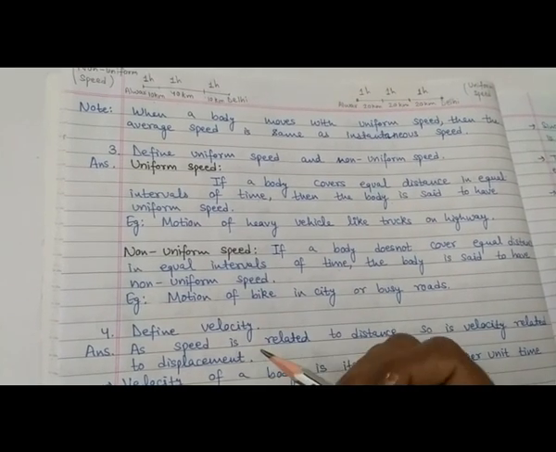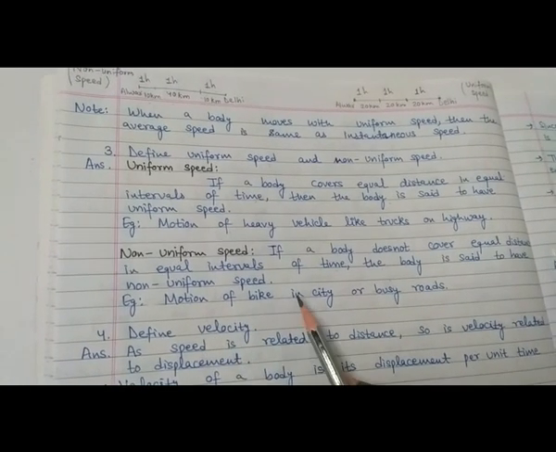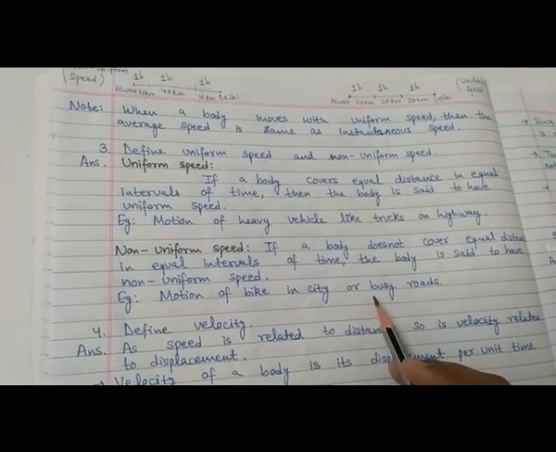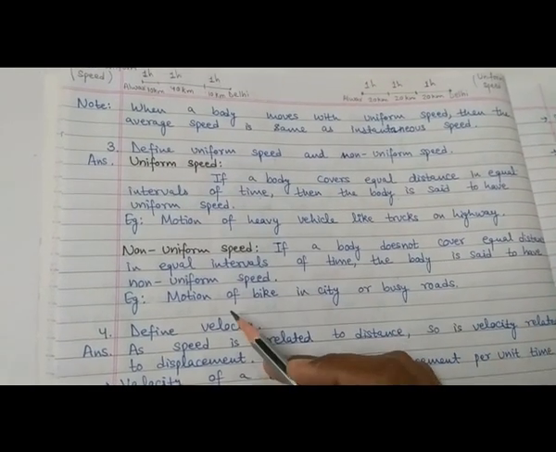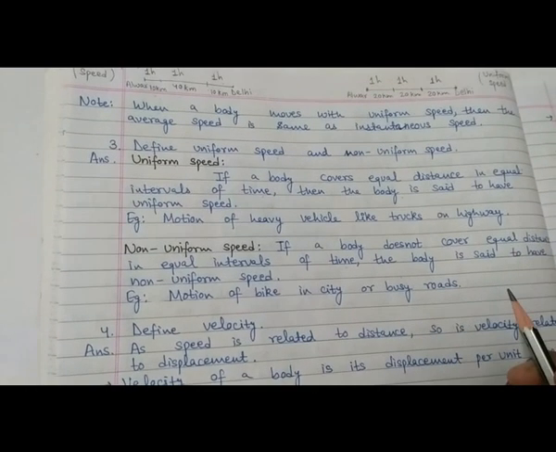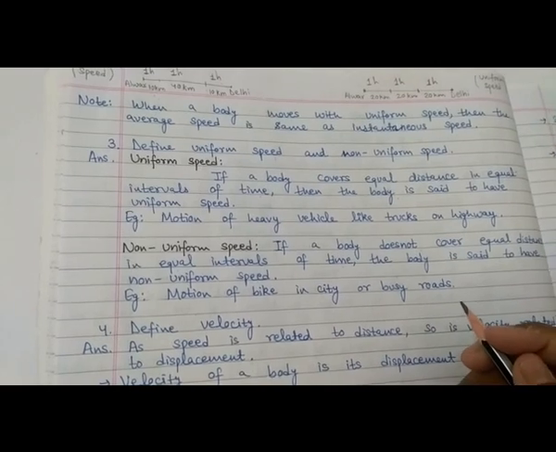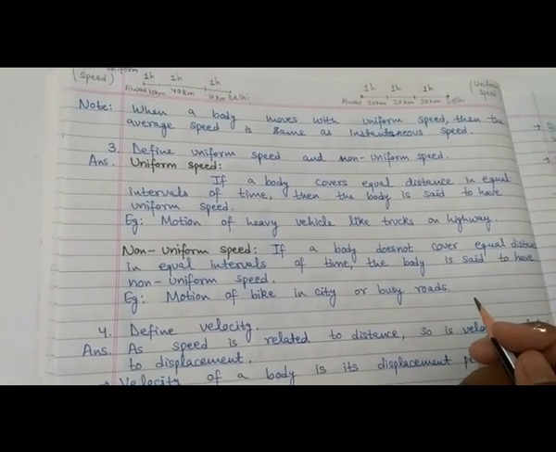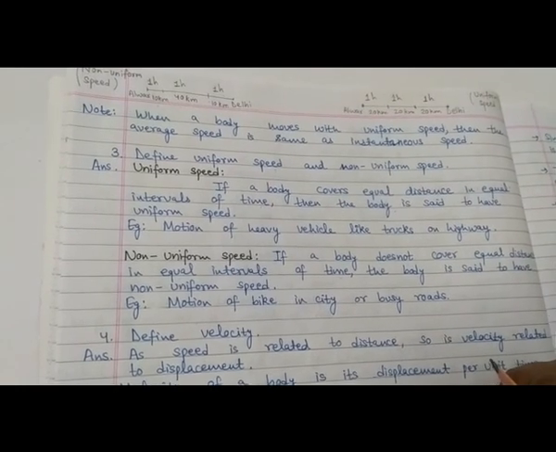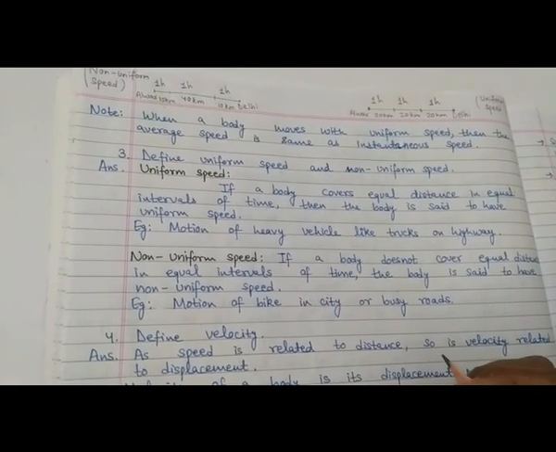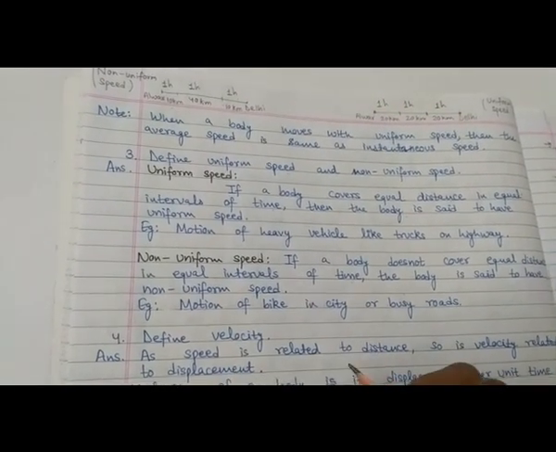Now, an example of non-uniform speed is the motion of a bike in the city or on busy roads. When we ride a bike on a busy road or in a city where there is a lot of traffic, we need to keep on changing our speed. So in that case, the speed will be non-uniform.